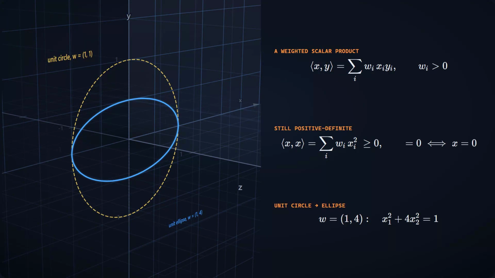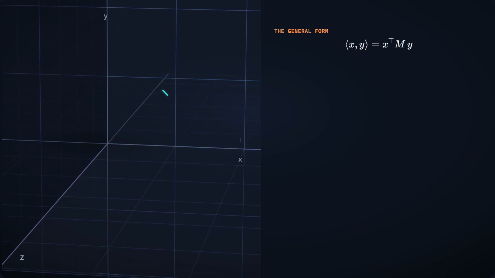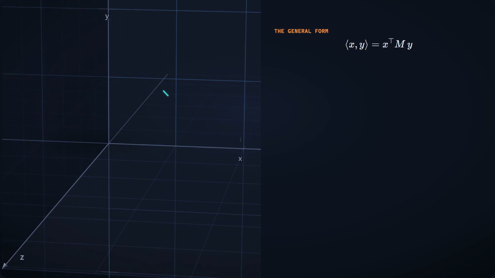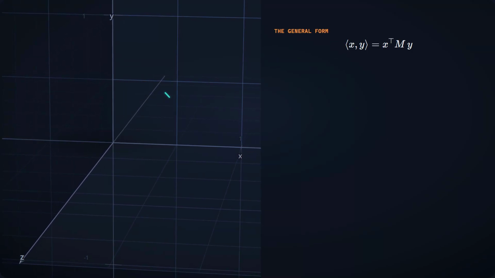Both of those, the standard product and the weighted one, are secretly the same construction. Sandwich a matrix M between the two vectors, xᵀMy. That one formula is the general recipe. A matrix in the middle. So the matrix is the thing that decides which geometry we're living in.